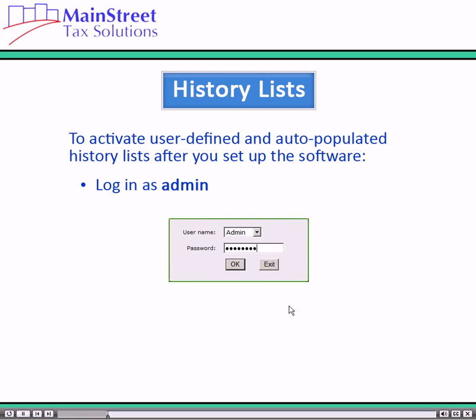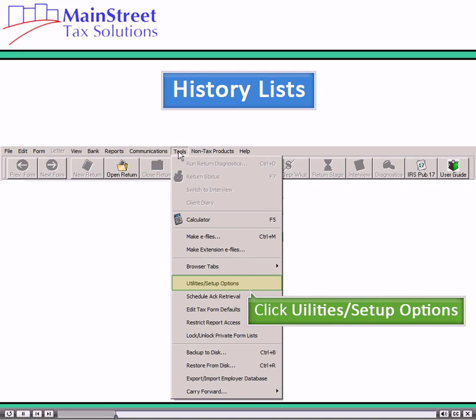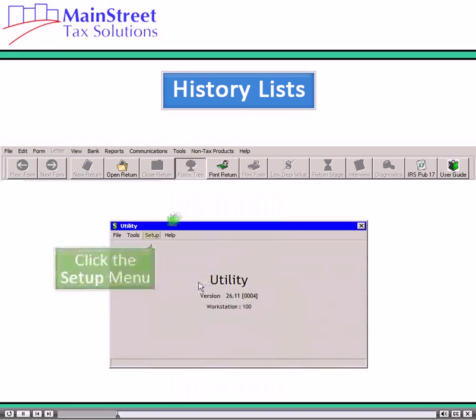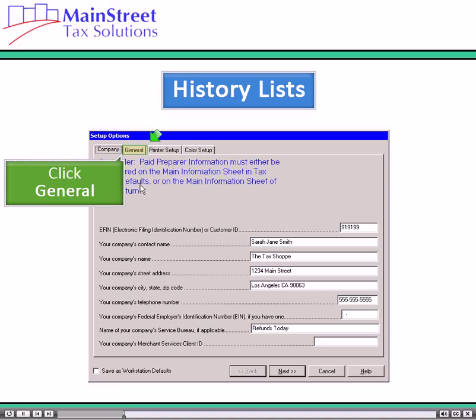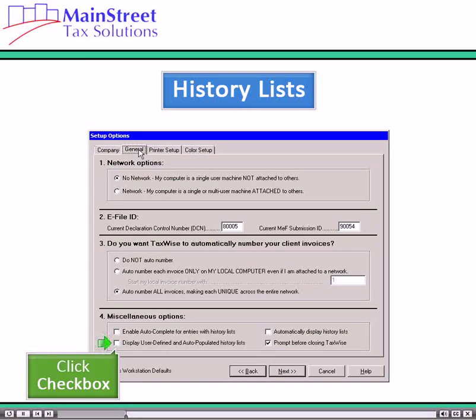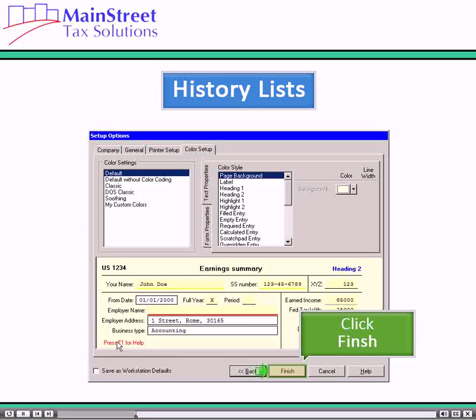To activate user-defined and auto-populated history lists after you set up the software, log into the software as the admin user. Click on the Tools menu, and then select Utility Setup Options. Next, click on the Setup menu, and then select Setup Options. From here, click on the General tab, and then click the Display User-Defined and Auto-Populated History Lists checkbox. To save this setting, click on the Color Setup tab, and then click on the Finish button.